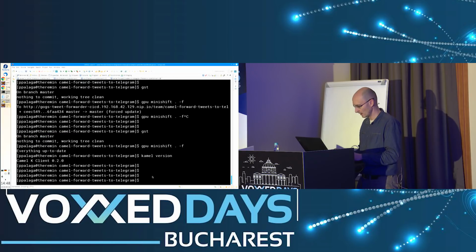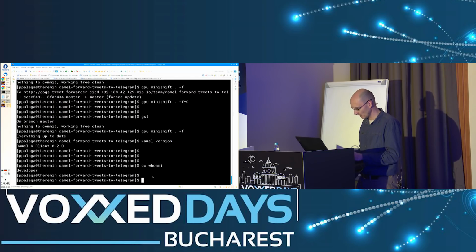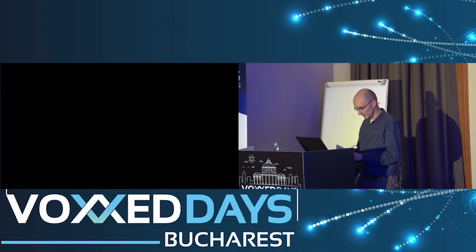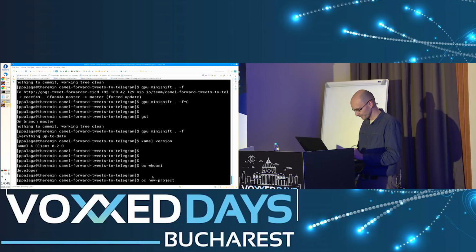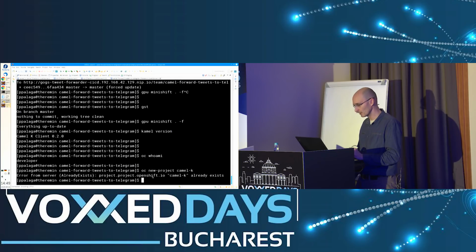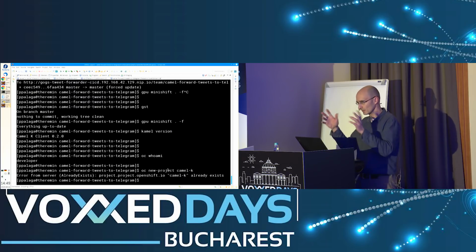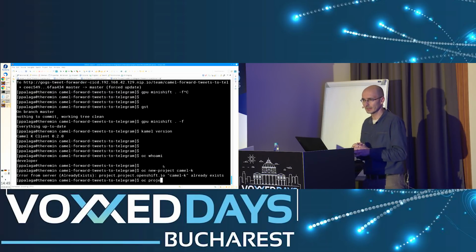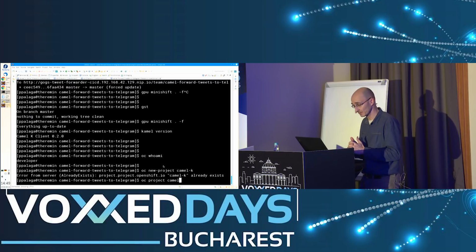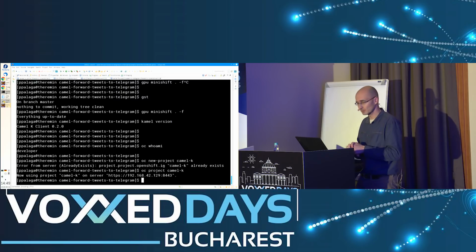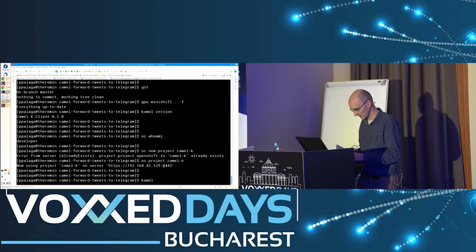So Camel K is there, and how can we push the route definitions to the cluster? Simply using kamel run. This is the correct path, and we are using a Kubernetes secret, which is just a holder of a properties file that contains our Twitter and Telegram credentials. I have created the secret before, so that I'm not boring you with oc commands.